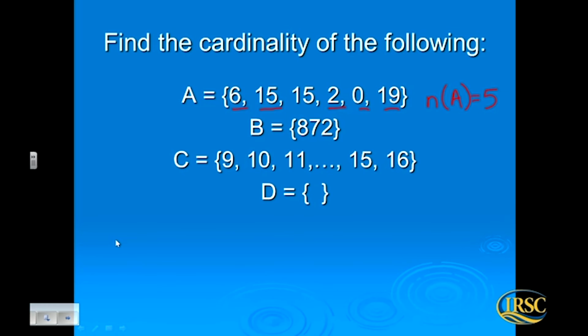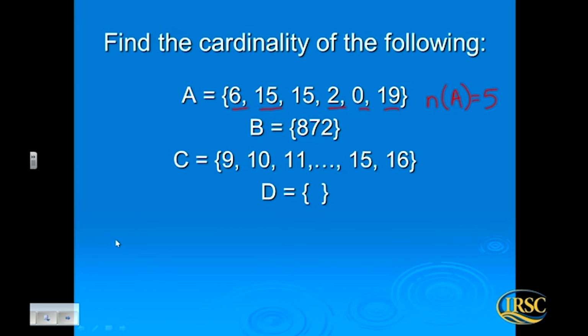Okay, so just to repeat that first one, because we may have had audio issues there. So set A had 5 distinct elements, okay? So 6, 15, 2, 0, 9, 19. We did not count the second 15 because it was not different than the first one we already counted. So the cardinal number of A is 5.